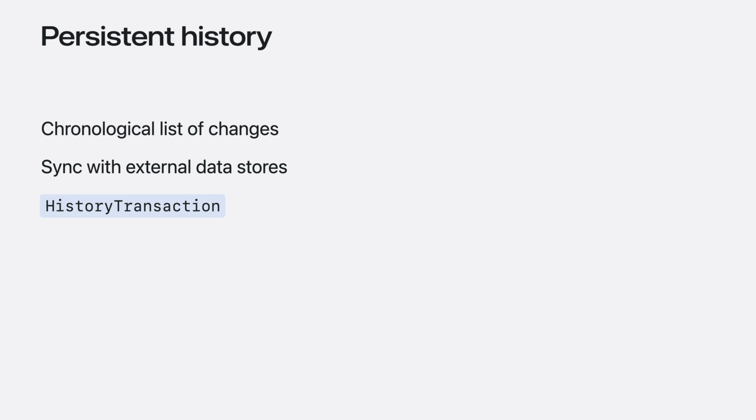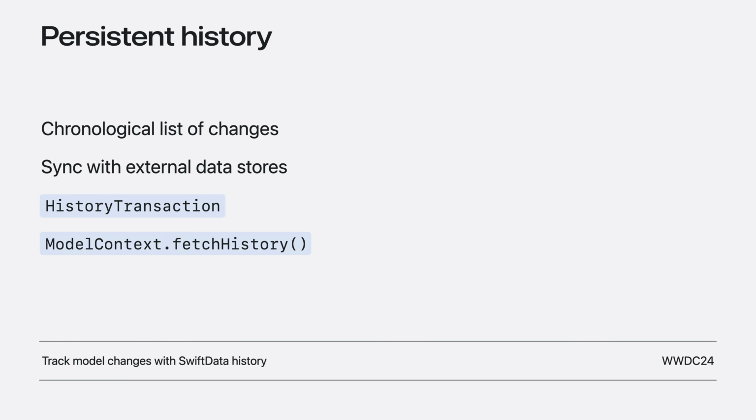Every time your data store is saved, SwiftData records a history transaction. The history transaction contains information about what changed and where the change was coming from, and a token that uniquely identifies the transaction in the history. This token can be used with the model context's Fetch History API to fetch newer transactions. To learn more about persistent history, watch Track Model Changes with SwiftData History from WWDC 2024.